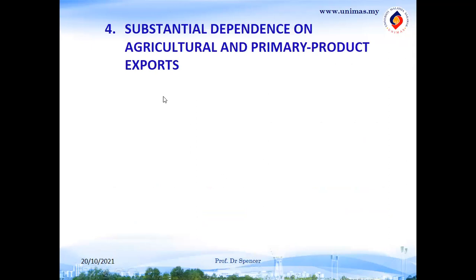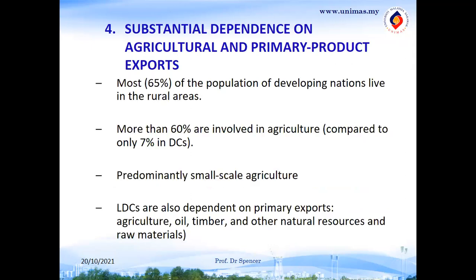Number 4, substantial dependence on agriculture and primary products. Jadi kebanyakan negara yang sedang membangun masih bergantung kepada pertanian ataupun primary products untuk diekspor. Okay, so most of the population of developing nations live in the rural areas, and more than 60% are involved in agriculture compared to only 7%.